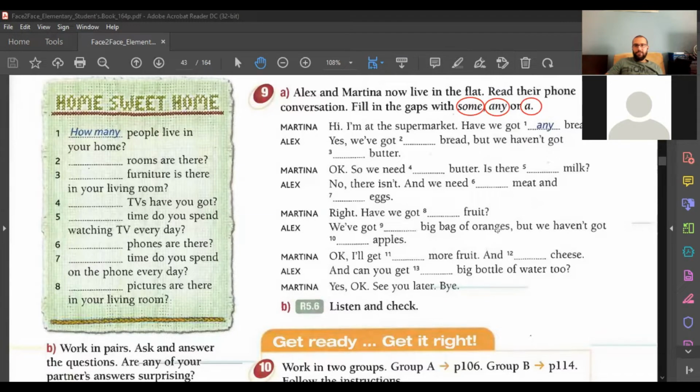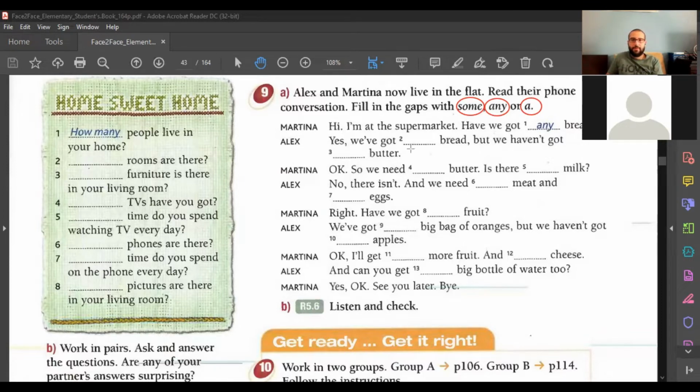Okay, so let's read the conversation and let's fill in the gap. So you can start. Okay. Martina: Hi, I'm at the supermarket. Have we got any bread?